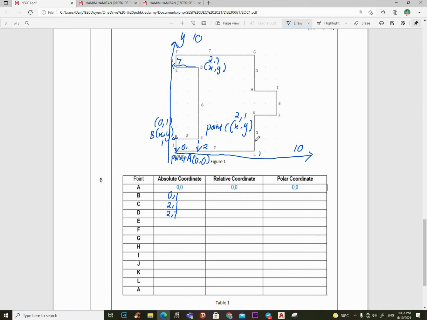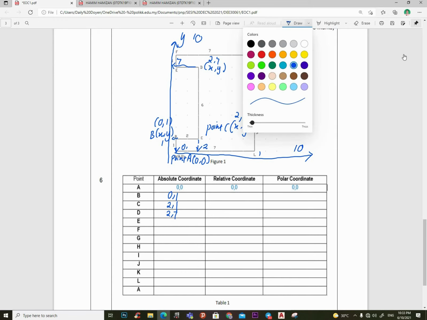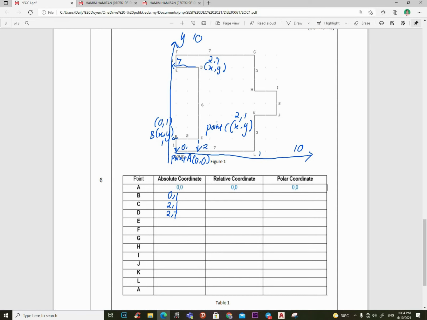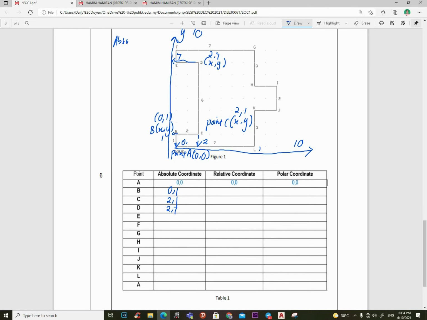Okay, can we move on to relative coordinates? This is a bit tricky, but actually if you understand absolute coordinates, then relative coordinates will be easier. Okay, so I'm going to use the same example. So I will change the color, change to red color. Okay, absolute coordinates, this is what the command looks like.